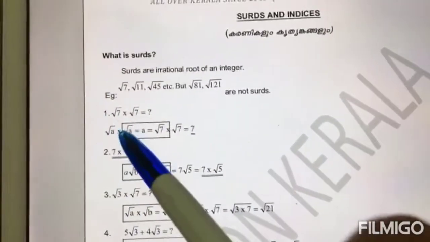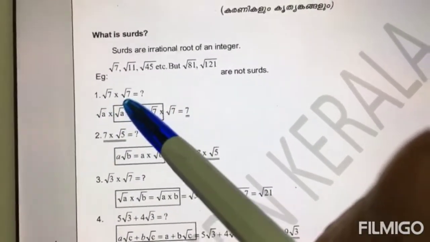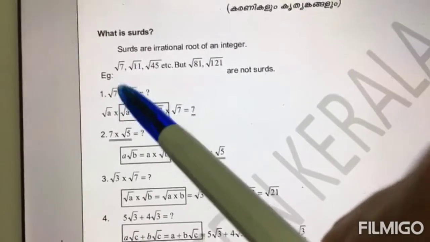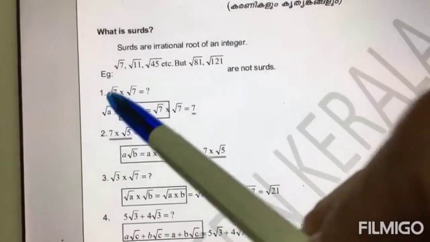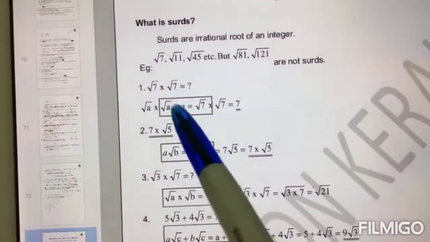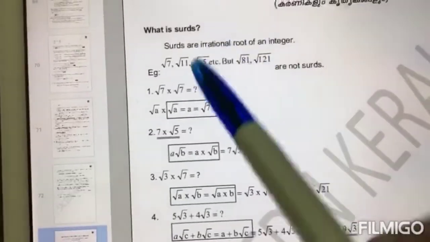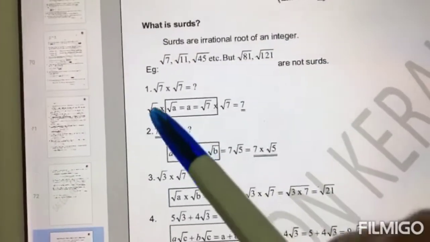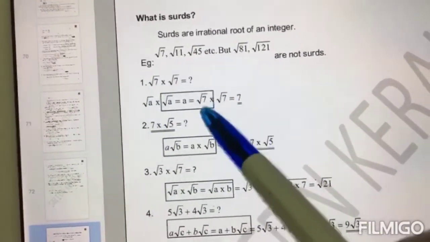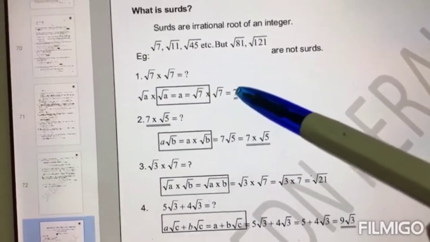For example, what is square root of 7 into square root of 7? First of all, is this a surd or not? It is a surd because the square root of 7 is not a whole number. Why? Because 7 is not a perfect square. So what is square root of 7 into square root of 7? We can directly multiply it, right? Square root of 7 into square root of 7 is nothing but square root of 49. Now, what is square root of 49? We know that 49 is a perfect square and square root of 49 is 7.